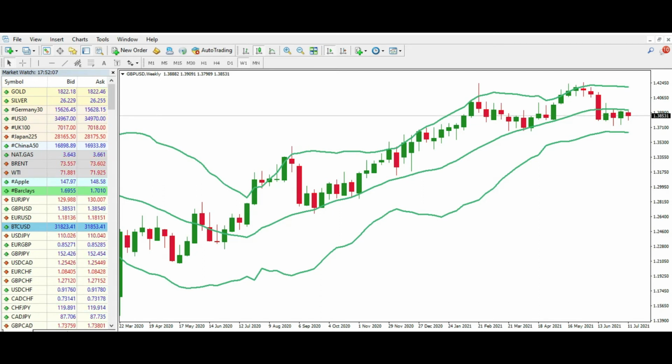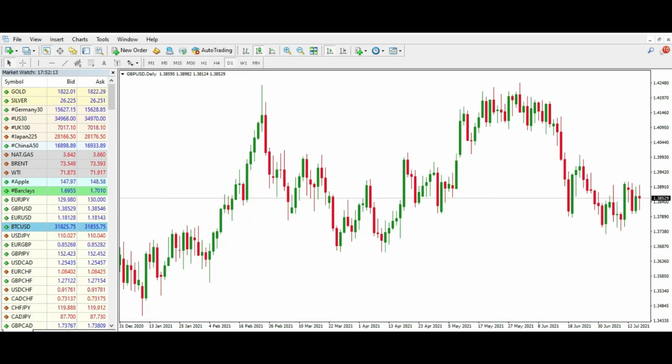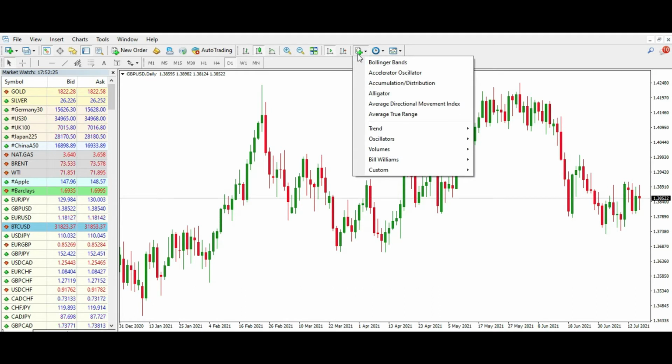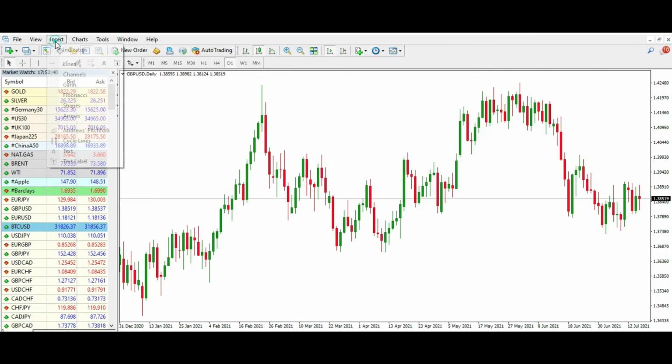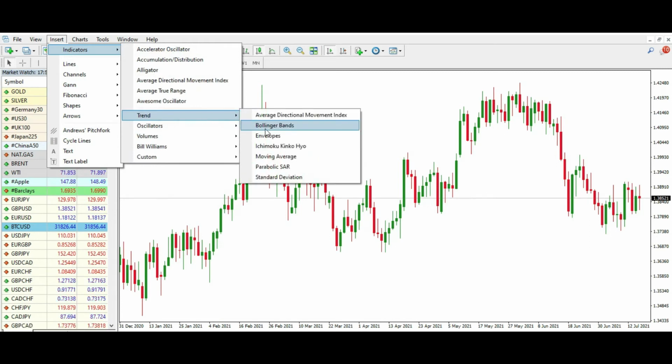And first we'll learn how to set the Bollinger Bands on the MT4. First, if we watch a MetaTrader 4 chart, we can add the Bollinger Bands indicator in the following way. First, you go to the indicator list, then you go to trend, and then from the top you will have Bollinger Bands. So: indicator list, trend, Bollinger Bands. Of course, you can do the same thing if you go to insert, indicators, trend, Bollinger Bands. So you can do this in two ways.